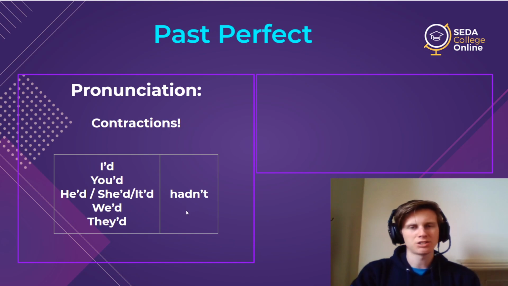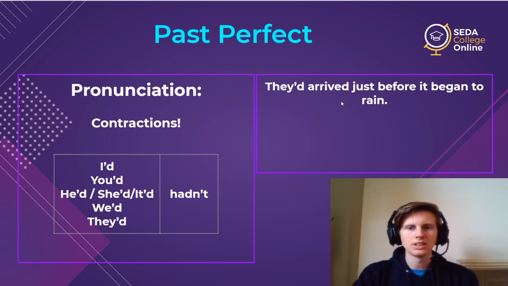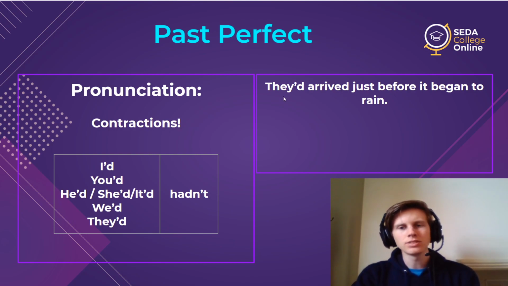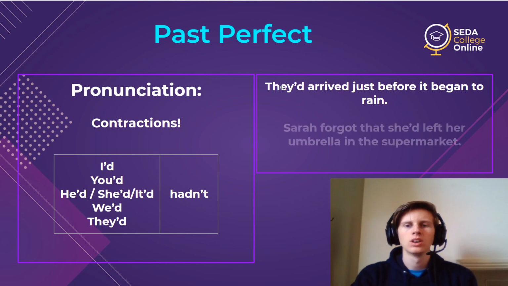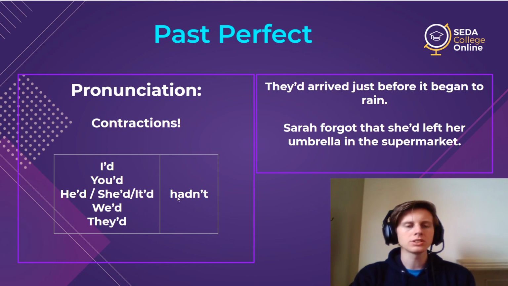And in the past perfect, we'll almost always use it. So something like this, they'd arrived just before it began to rain. So really, they had arrived, make the contraction they'd. Or Sarah forgot that she'd left her umbrella in the supermarket. She had left, and so she'd left. We make the contraction. So let's quickly try to say these, do a little pronunciation practice.